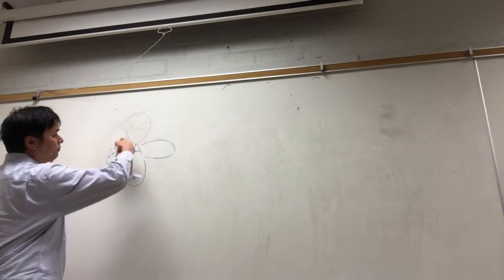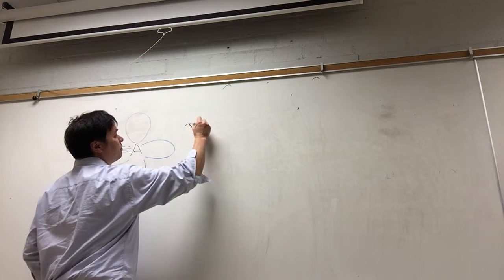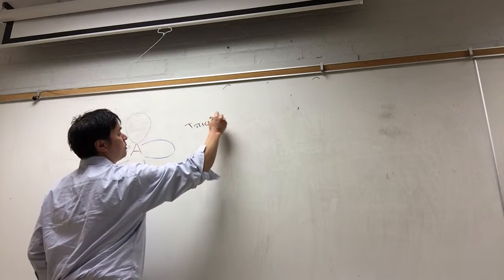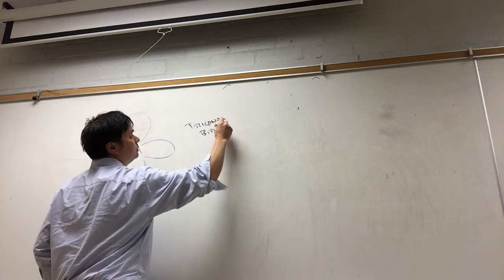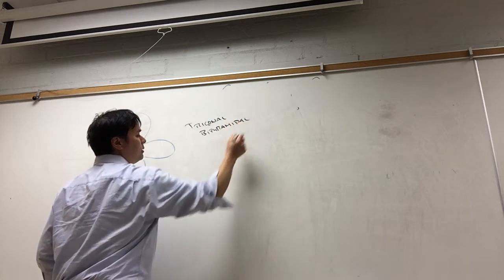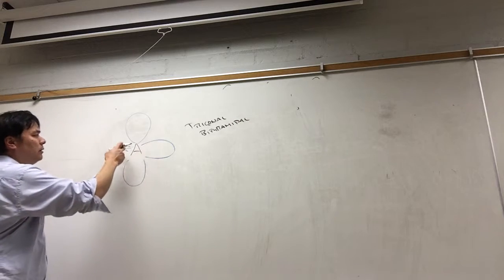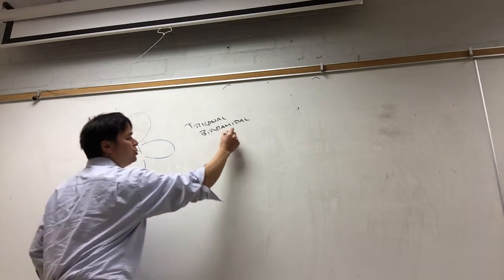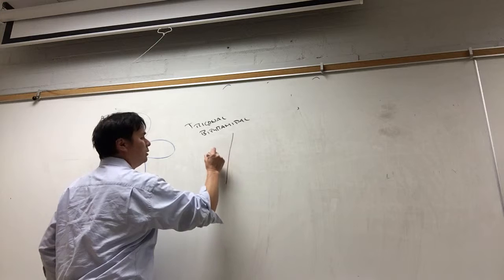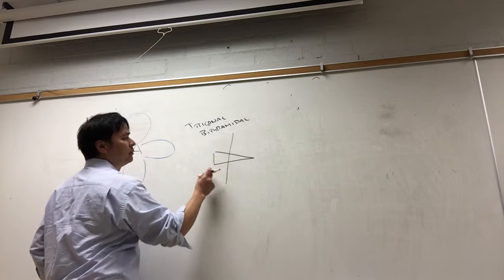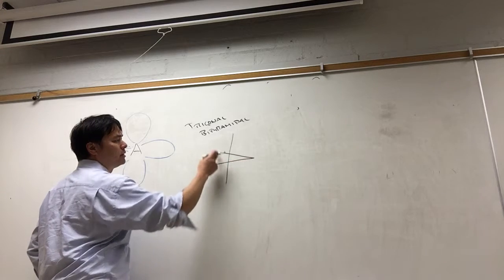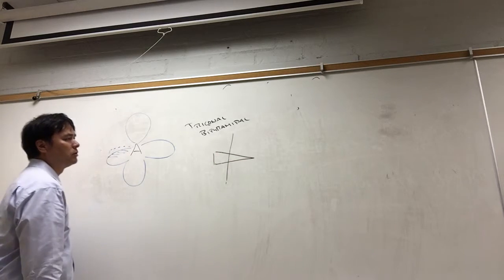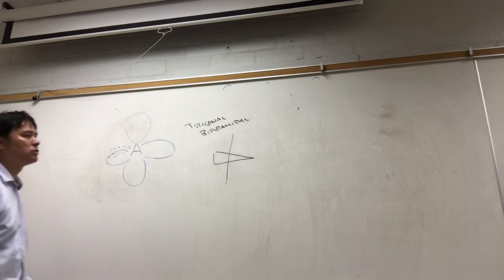This group geometry is called trigonal bipyramidal. It's trigonal bipyramidal because we can look at this as forming two pyramids with a triangular base. So one pyramid goes up to this, the other pyramid goes down to this. And so this is one way of looking at this structure.